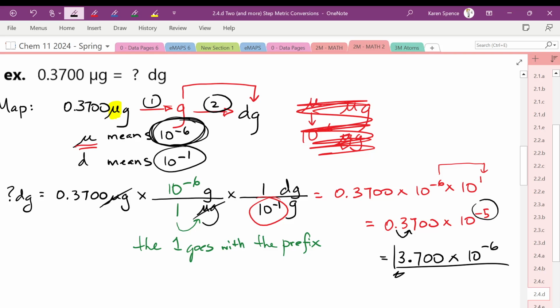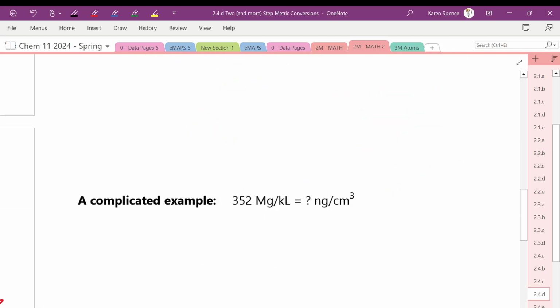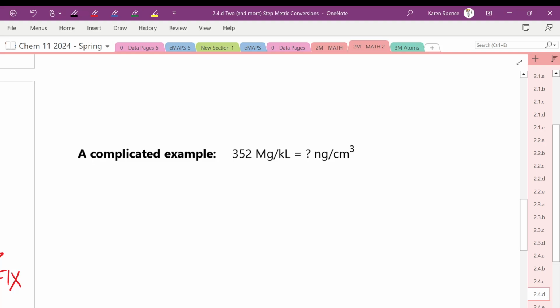And when you get to the end, make sure you say, oh, do I have a unit? And go through and say, I canceled micrograms, I canceled grams, and now I'm left with decigrams. Is that good? Okay. Would you like one more example, like a rate kind with a unit on top of a unit? Let's do that. Here's a complicated example.